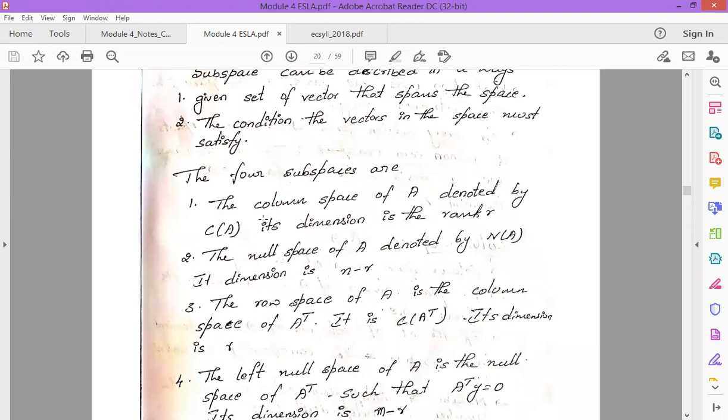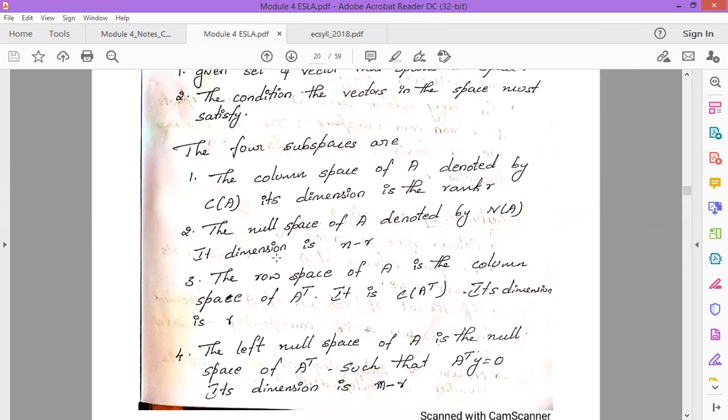The first subspace is the column space. The column space of the matrix A is denoted C(A) and its dimension is the rank r. We'll see how to calculate the rank r. The second is the null space of A, denoted N(A), and its dimension is n minus r. The third is the row space of A, which is the column space of A transpose, and its dimension is r.